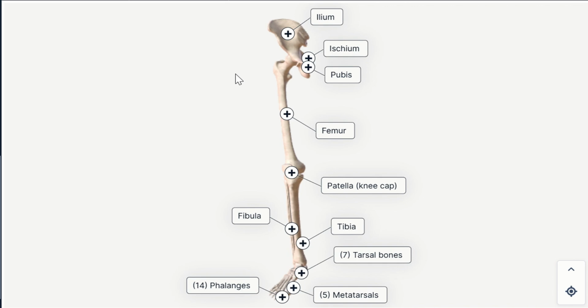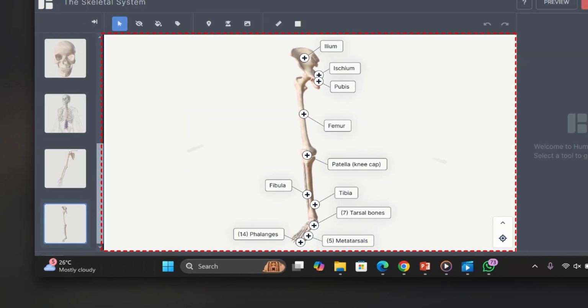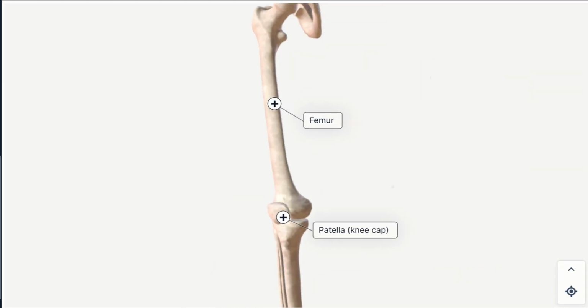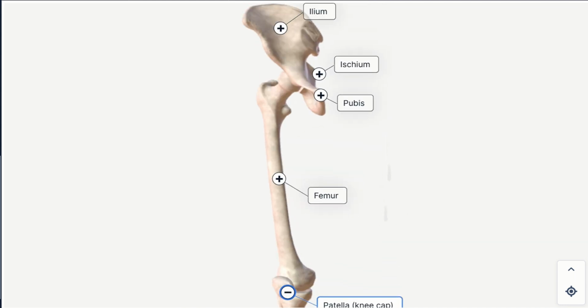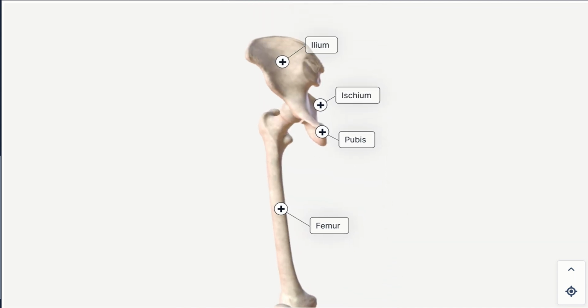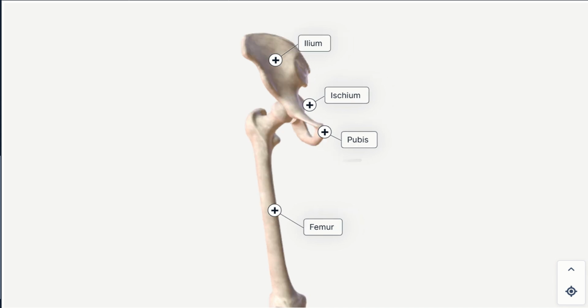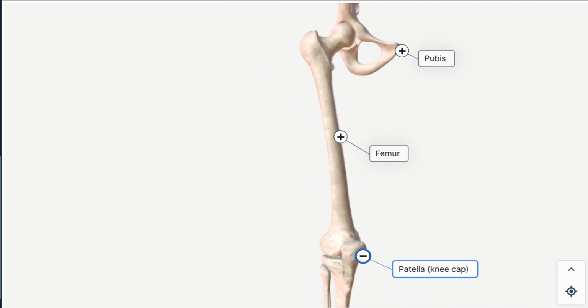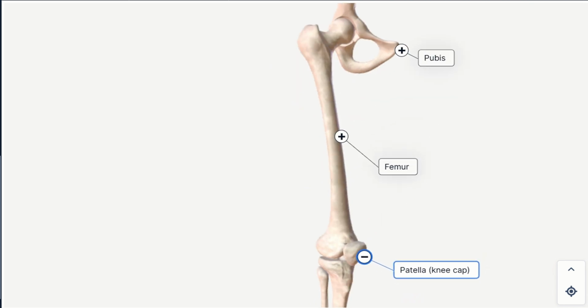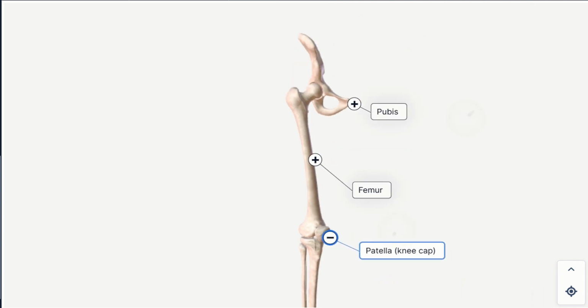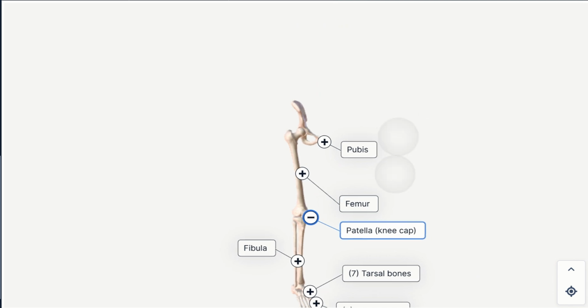So when we go to the lower part of the appendicular skeleton, it is made up of the hip bone and then the lower bones. We have the ilium, the ischium, and the pubis forming the hip bone. From there, it is connected to the femur bone. The femur bone is normally called the thigh bone, where we have the muscles of the thigh attached.